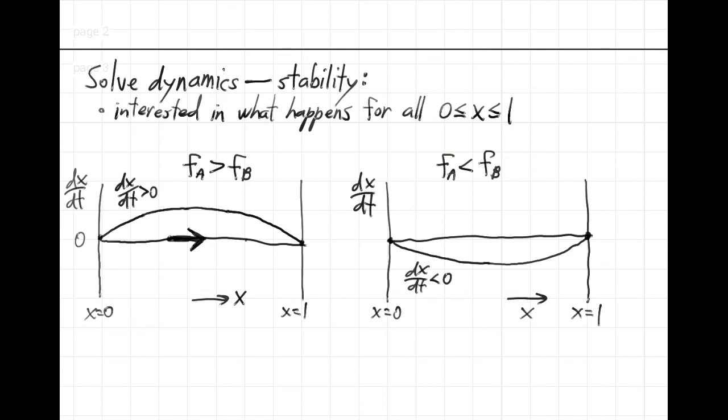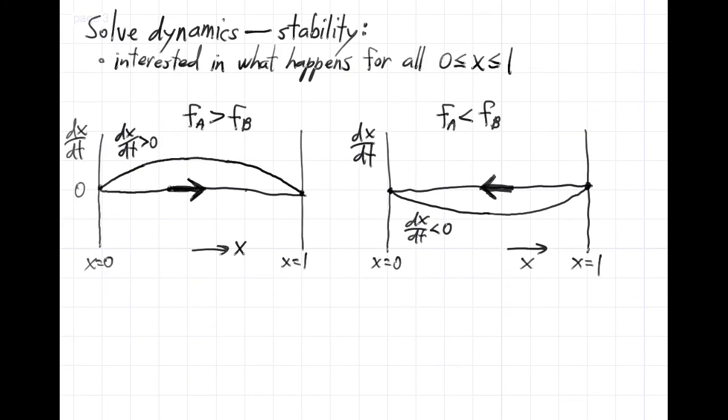And what about the other case? Now we know dx/dt is always negative, so x is shrinking. So we're approaching x equals 0. Anywhere in between, we'll see that we're moving towards the left, towards x equals 0. So as long as dx/dt is positive, then we move to the right, to increasing x. If dx/dt is negative, then we move to the left, towards smaller x. And that's a general rule that you should keep in mind.